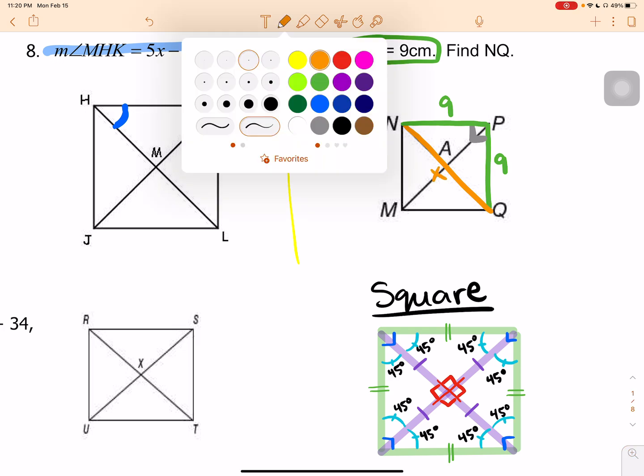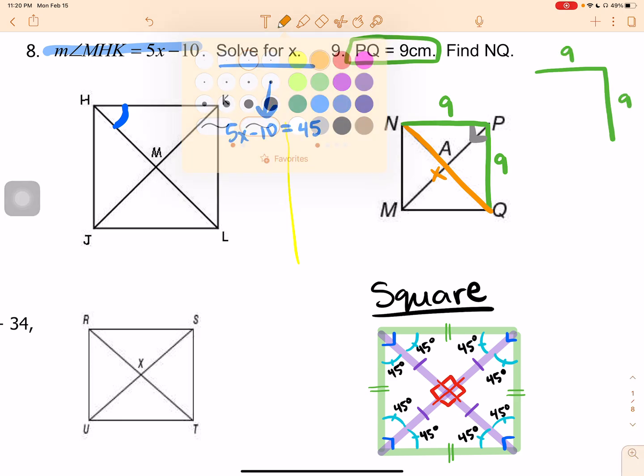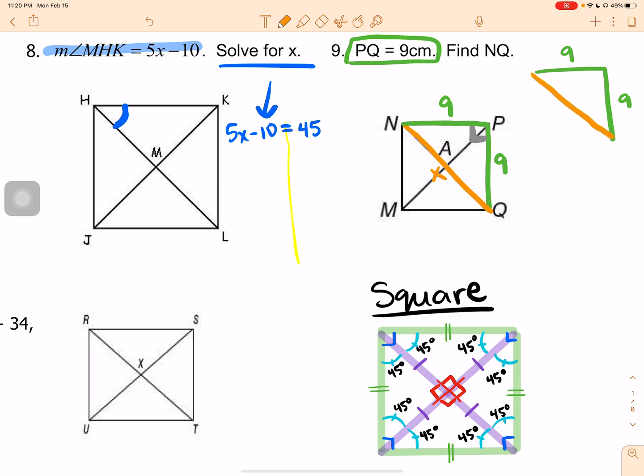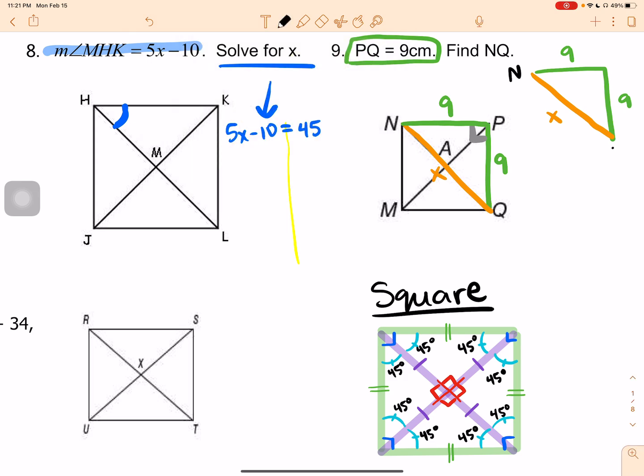So again, I'm just going to pull that out here. I'm going to leave it oriented the same way, but I'm just going to write it over here. So we have these two sides that are each 9. And then we have this missing side, the hypotenuse, I'll call X. This is the NQ here. That's the side we're solving for. Okay, so we have this triangle PNQ. And this is a right triangle. So again, with Pythagorean theorem, your legs are A and B, and then your hypotenuse is C.